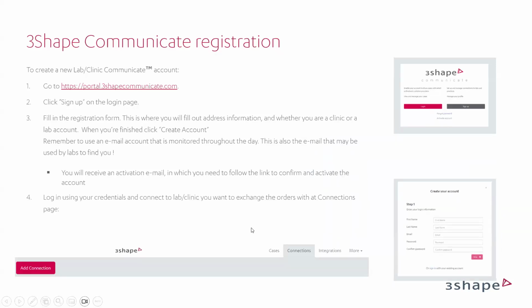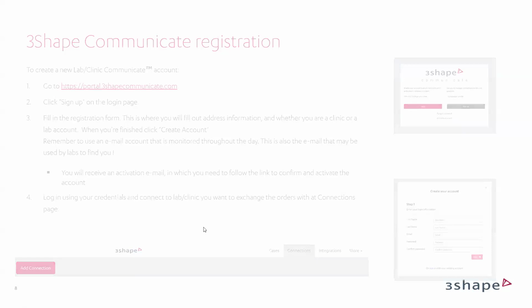Then you have to log in using your credentials after you confirm the registration by following the link, and connect to the lab or clinic you want to exchange orders with. On the connections page, where you will have tabs, you have to go to connections and add the connection there as well. Also, how it looks starting with Unite 2.